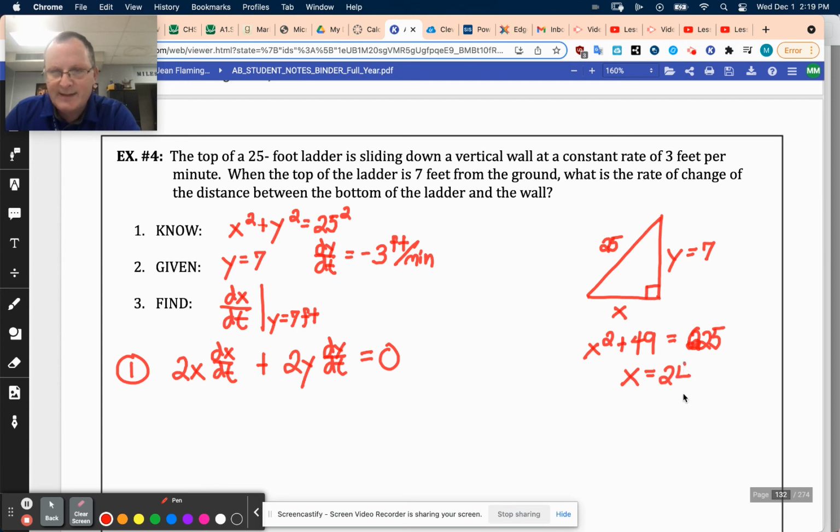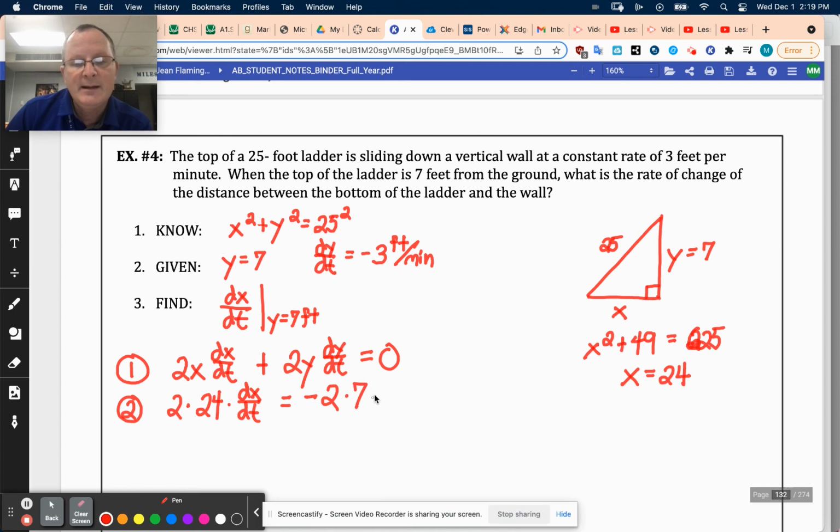I was about to say, they normally don't give nasty things on that kind of stuff. So now we can substitute everything in. That was part one, which I only messed up on just a little bit. Now we can substitute in x is 24. So we have 2 times 24 times what I'm trying to find, the rate at which x is changing, would equal, let's subtract this from both sides, negative 2 times y, which is 7, times dy/dt, which was negative 3. Works out really nice.